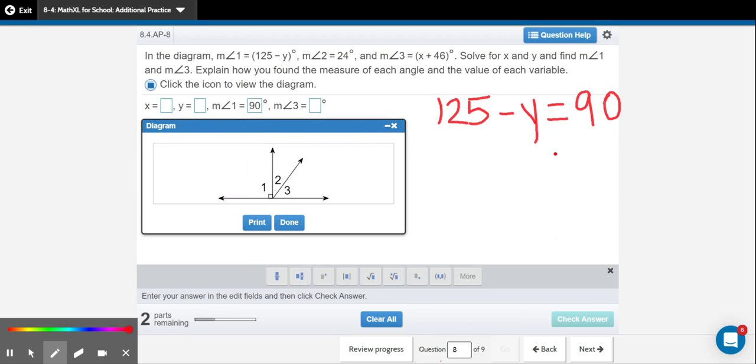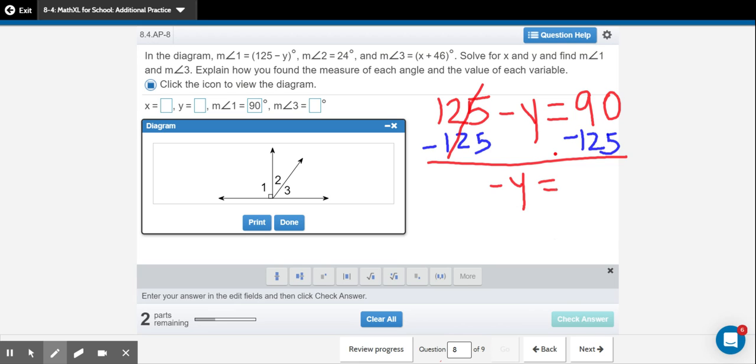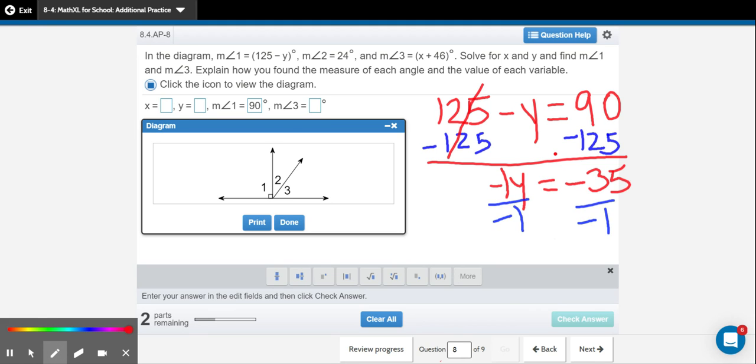Again, we're on angle 1. We have 125 minus y equals 90. Let's subtract 125 from both sides. This cancels. Be careful. You need to bring down the minus y. Then we get a negative number here, negative 35. Remember, this negative in front of the y is like saying negative 1. So we're going to divide both sides by negative 1. This cancels. Now you have positive y and positive 35. So I filled that in for y.